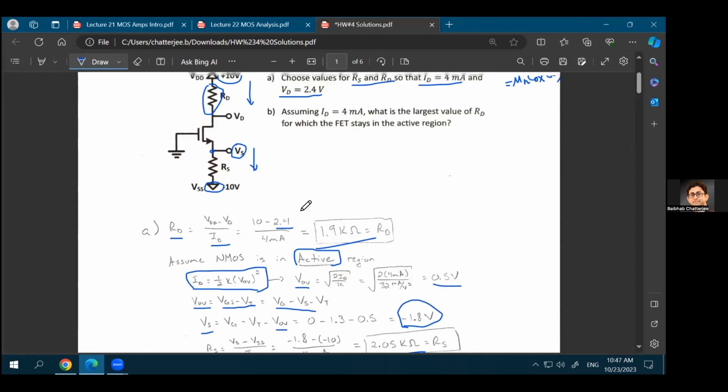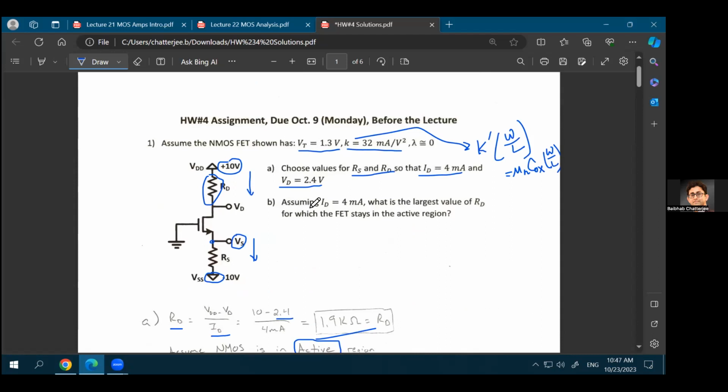All right. The second part of the question says that, assuming the current stays the same, equal to 4 milliamperes, you need to find the largest value of RD for which the FET, or the transistor, stays in the active region. So you can assume that the value of RD is increasing. If the value of RD increases, the voltage drop across RD also increases. Since the total voltage drop from VDD to VSS is fixed, if one voltage drop increases, the other voltage drops will eventually reduce.